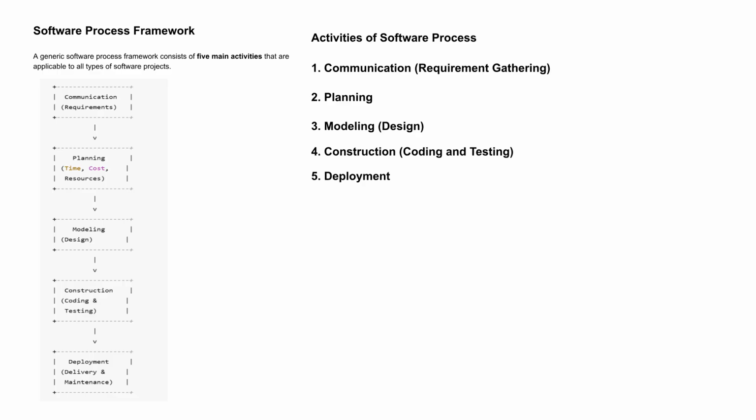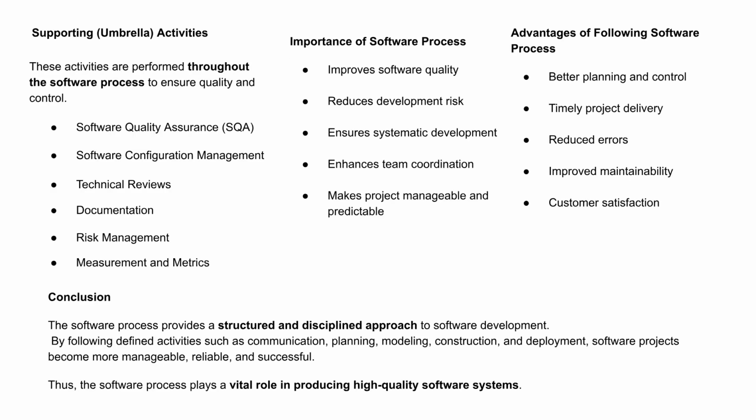Software process framework. A generic software process framework consists of 5 main activities that are applicable to all types of software projects: communication, planning, modeling, construction, deployment. Activities of software process. 1. Communication, requirement gathering. 2. Planning. 3. Modeling, design. 4. Construction, coding and testing. 5. Deployment. Supporting umbrella activities.